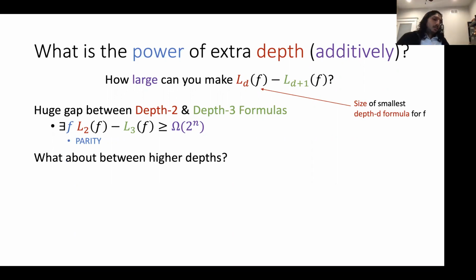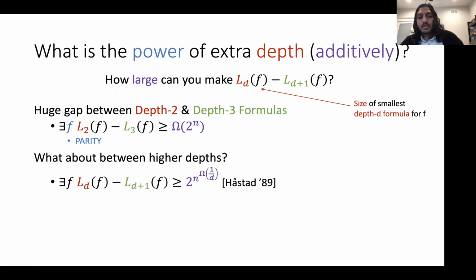What about at higher depths? At higher depths, we know the following result from Hastad, who proves something much stronger than an additive separation. Hastad proved that there exist functions whose depth d plus 1 complexity is linear and whose depth d complexity is exponential, of the form 2 to the n to the omega of 1 over d.